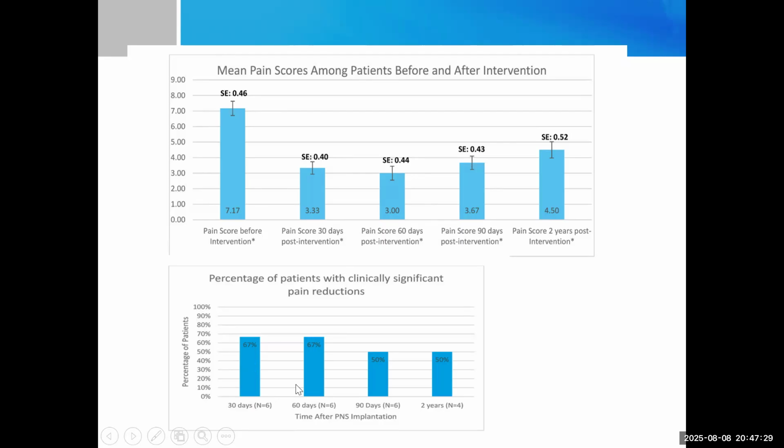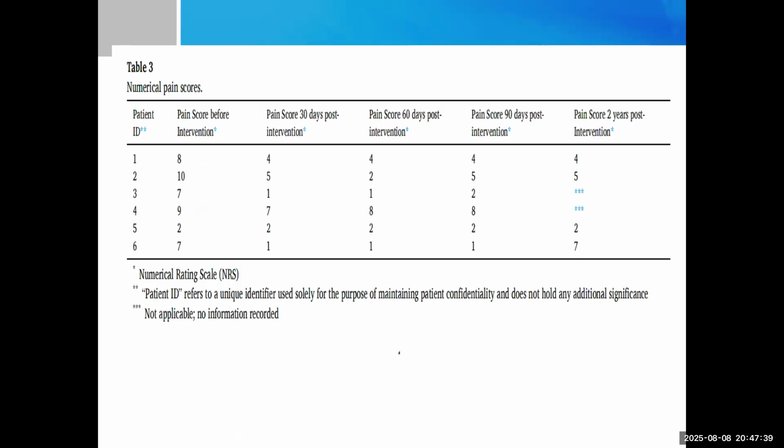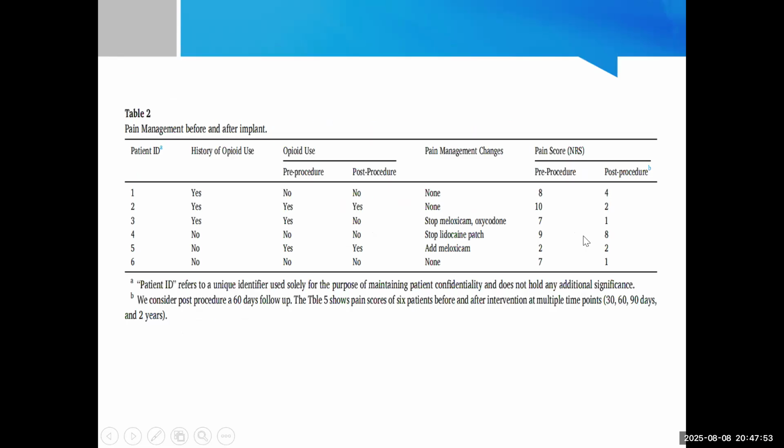And then you can see the percentage of patients who still had relief at 2 years was 50%. But it is a case series of only 6 patients. We have to remember that. So, pain score before the intervention, and you can see at the end of 60 days and at the end of 2 years, 2 were lost to follow-up, but mostly they have scores from 2 to 4. In 1 patient, pain came back to 7.